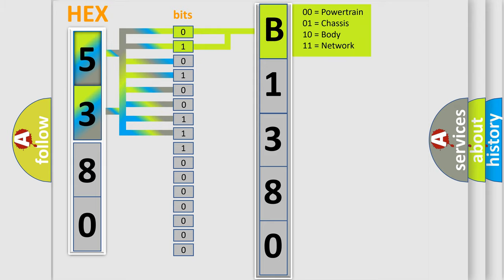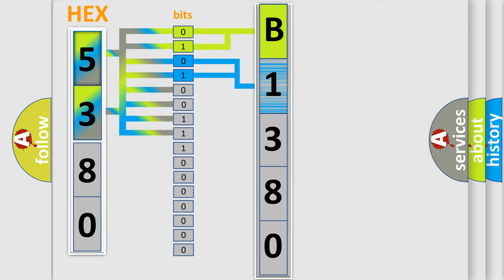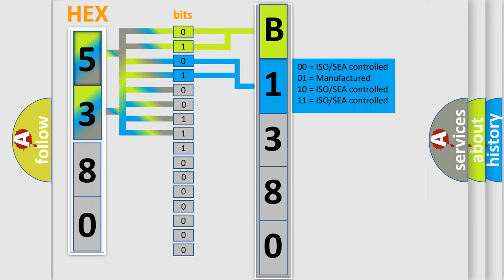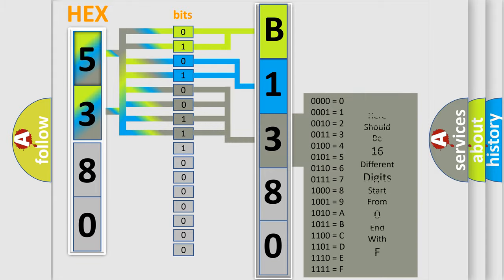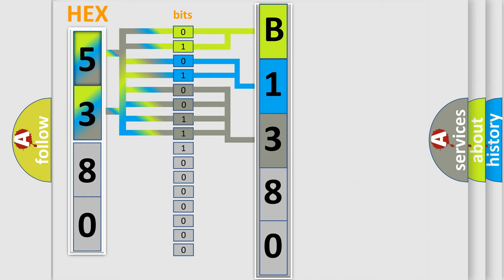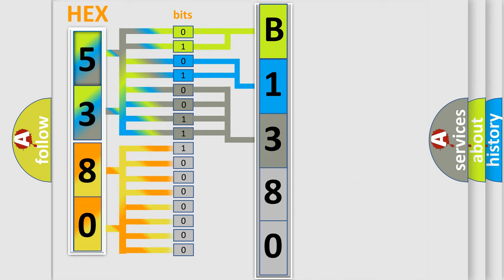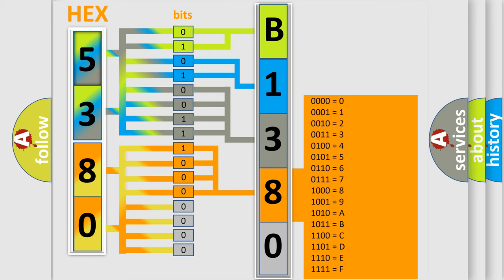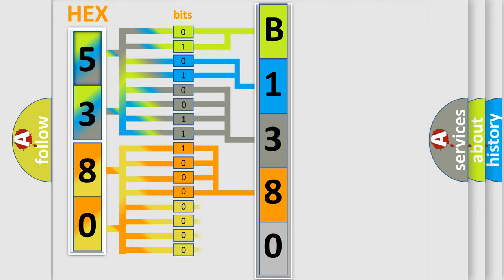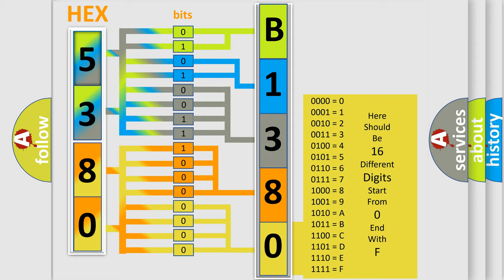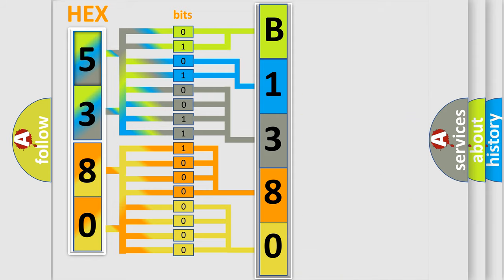By combining the first two bits, the basic character of the error code is expressed. The next two bits again determine the second character. The last bits of the first byte define the third character of the code. The second byte is composed of a combination of 8 bits. The first 4 bits determine the fourth character of the code, and the combination of the last 4 bits defines the fifth character. A single byte conceals 256 possible combinations. We now know in what way the diagnostic tool translates the received information into a more comprehensible format.